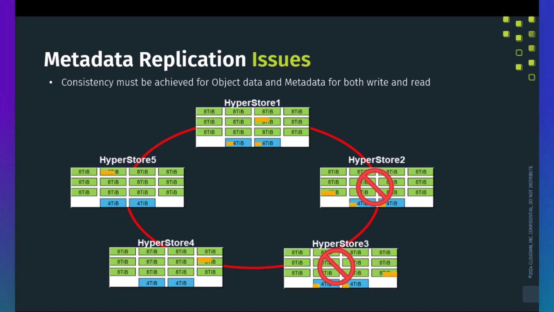If you have already completed Cloudian certified training, then hopefully this short video is just a refresher for consistency policy and effect on both object data and metadata.